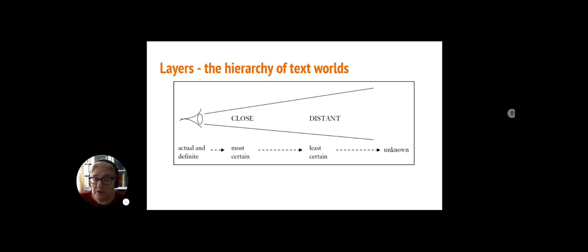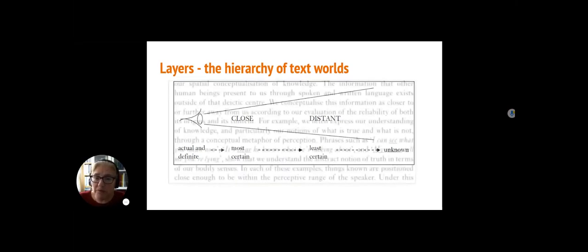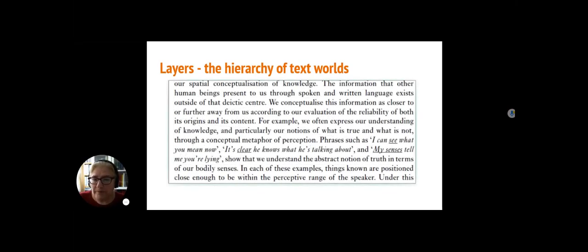Gavins says on page 82, "The information that other human beings present to us through spoken and written language exists outside of their deictic center." Here she means that it is outside the here and now of the speaker and the listener.